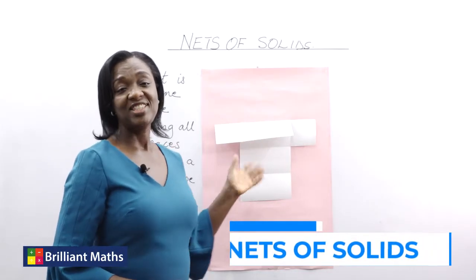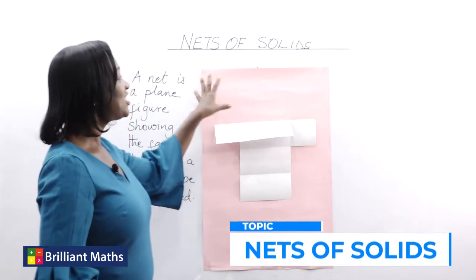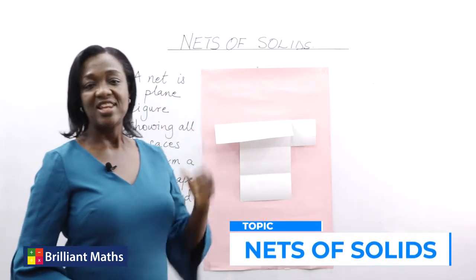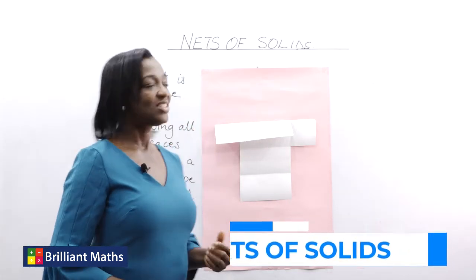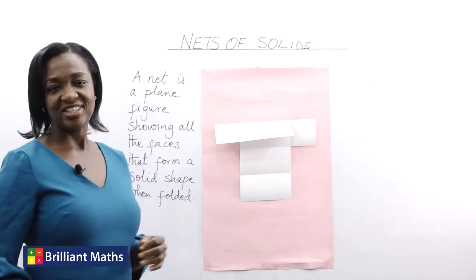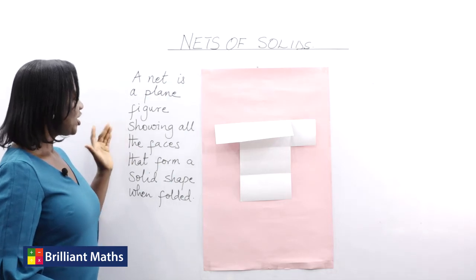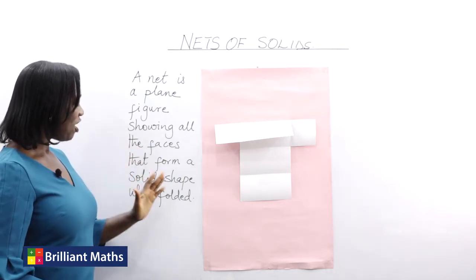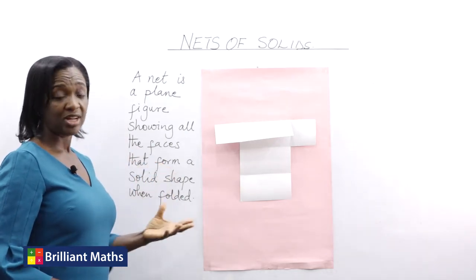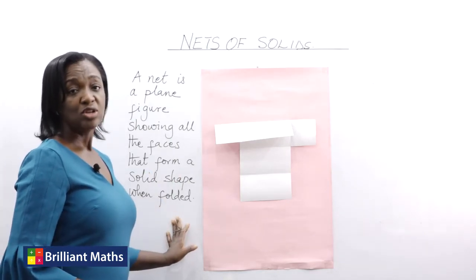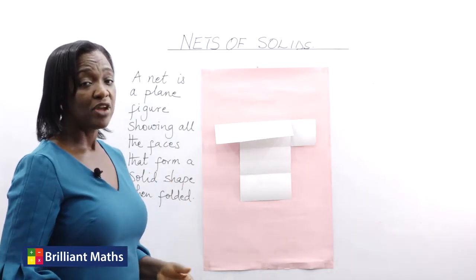In this part of the lesson, we want to look at nets of solids, nets of solid objects. But what is a net? A net is a plane figure showing all the faces that form a solid shape or a solid object when folded. So it's actually a plane figure.